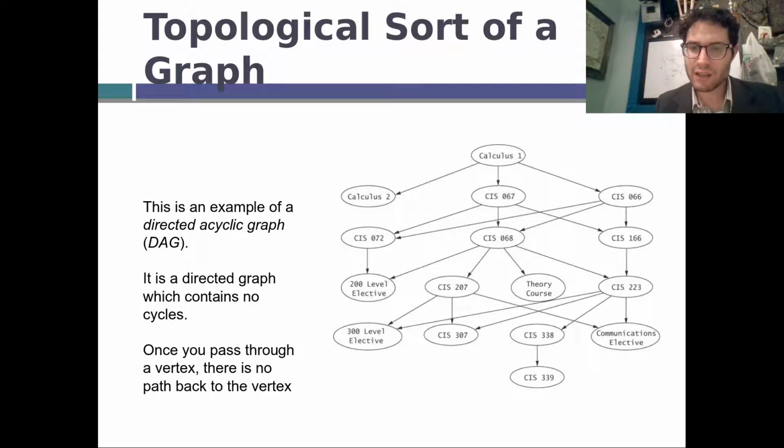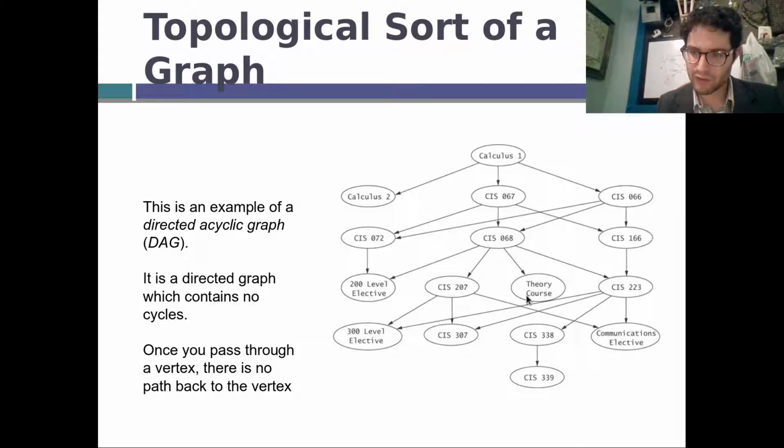So the interesting thing about directed acyclic graphs is that they have a whole lot of different properties, but the primary one is that when you go through a node, you cannot go back. Once you go to a vertex, you can't get back, right? And we use this for a variety of purposes. One, which you can see right here, is that we use it for course prerequisites. So, for example, you have to take Calculus 1 before you can take Calculus 2, or the CIS 067 and the 066 course. And you have to take both 067 and 066 before you can take 072, and so on and so forth.